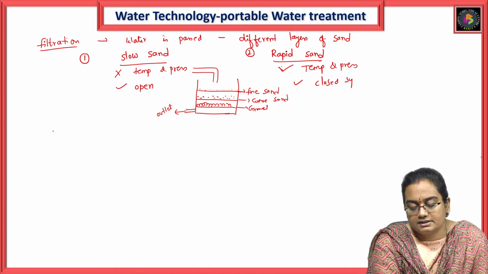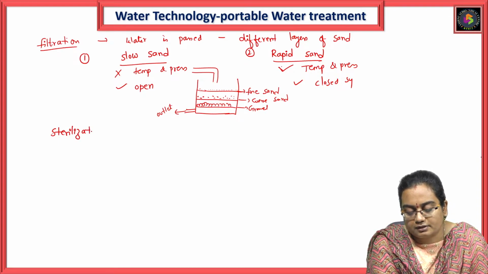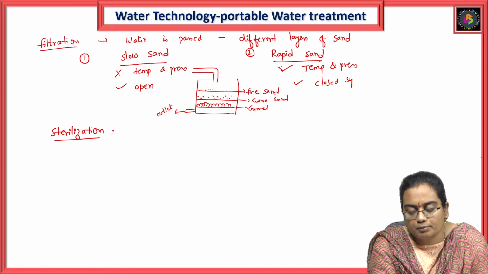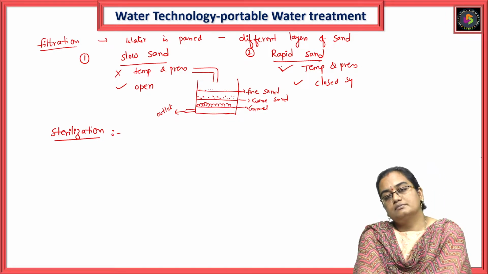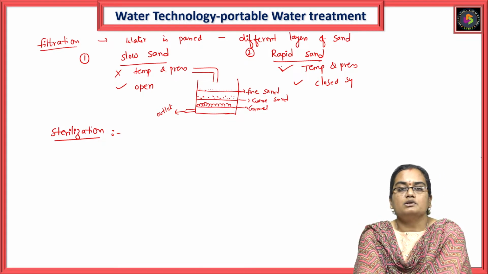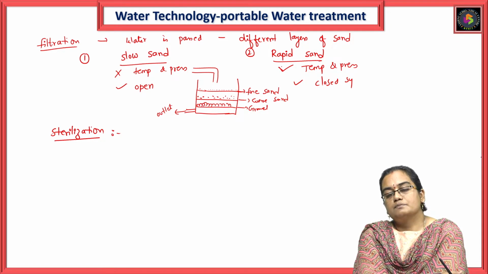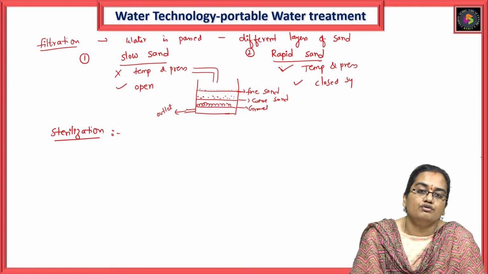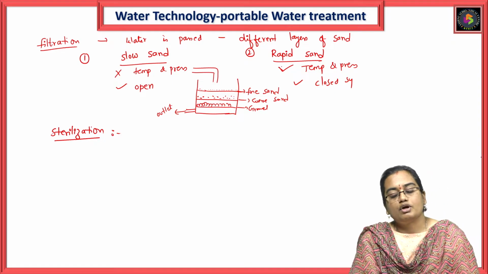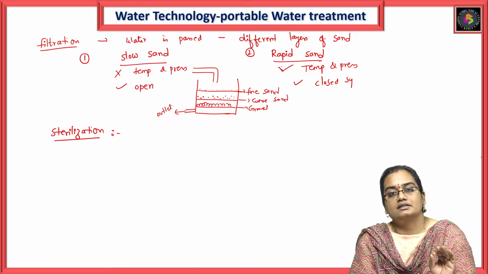The next step is sterilization. In the above steps, we removed all your suspended impurities, both those visible to our naked eye and those which are not visible, which are minute in size. That means all your impurities are removed, but we didn't remove the pathogenic organisms that are present in the water. To remove those pathogenic organisms, we should go for the sterilization process. What do we mean by sterilization? The step in which all pathogenic organisms are destroyed is known as the sterilization process.